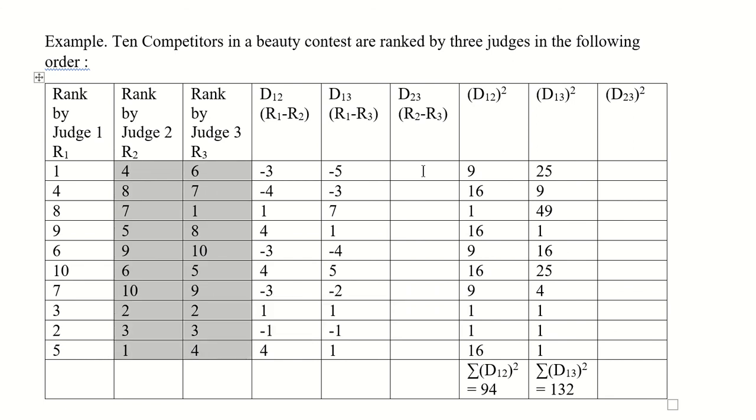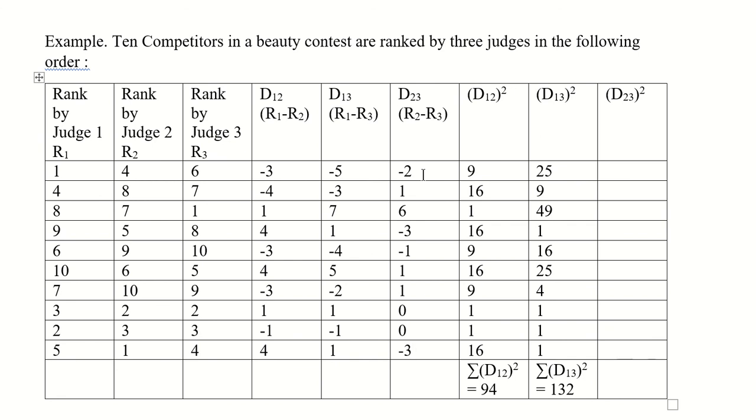So 4 minus 6 is minus 2. 8 minus 7 is 1. 7 minus 1 is 6. 5 minus 8 is minus 3. Then we have 9 minus 10, minus 1. 6 minus 5 is 1. 10 minus 9 is 1. 2 minus 2 is 0. 3 minus 3 is 0. And 1 minus 4 is minus 3. So this is what we have calculated.